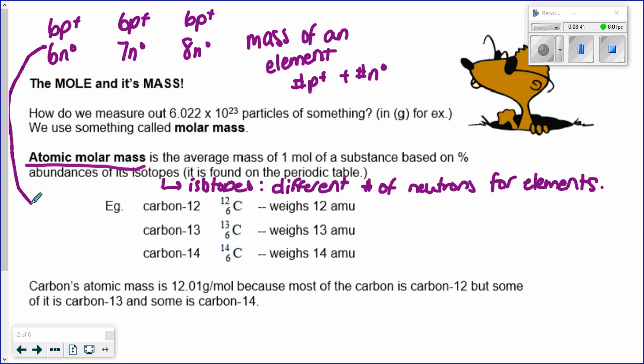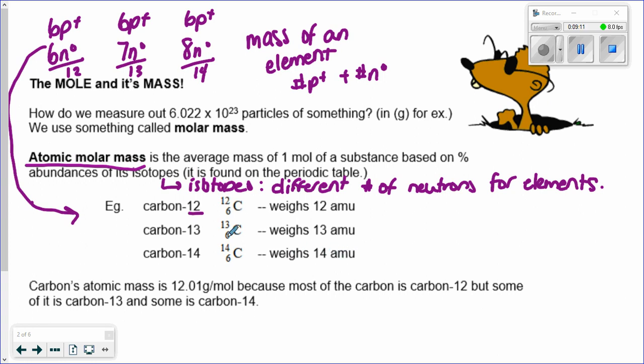Where they get the names is from these. So carbon 12 would be this one, right? 6 plus 6 is 12. Carbon 13 would be this one, and carbon 14 would be this one. So carbon 12 weighs 12 atomic mass units. So that's what AMU stands for. Carbon 13 weighs 13 atomic mass units, and carbon 14 weighs 14 atomic mass units.